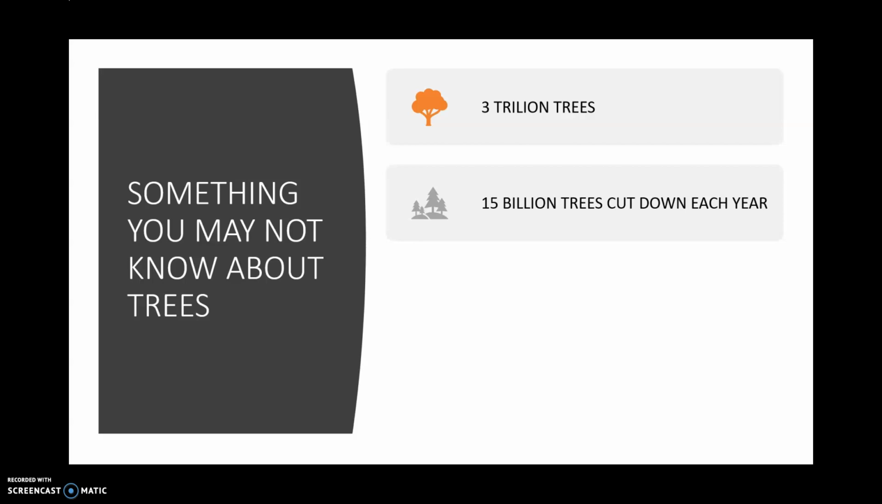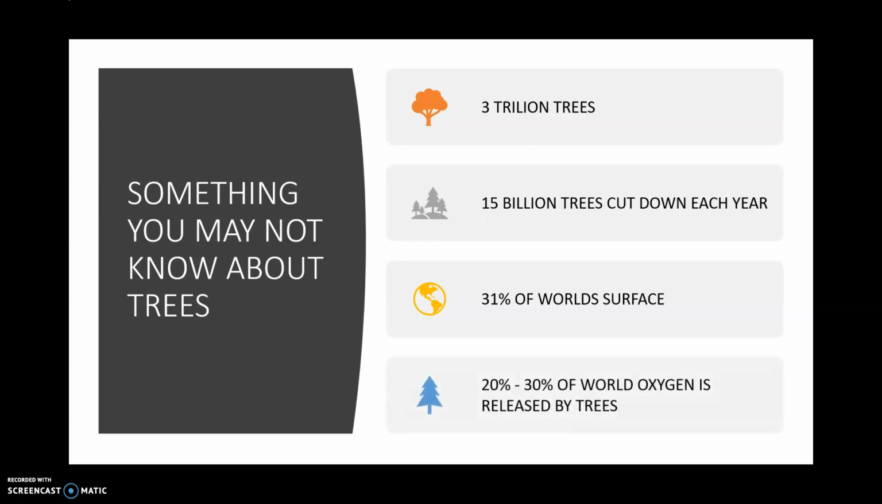If you're cutting down really expensive hardwood trees that take 100 years, couple hundred years to grow, then that's really not sustainable. About 31% of the world's surface, not including oceans and lakes, is covered in trees, and about 20 to 30% of the world's oxygen is released by trees. Some people might think that's low, some people might think that's high. That's up for debate, I think.